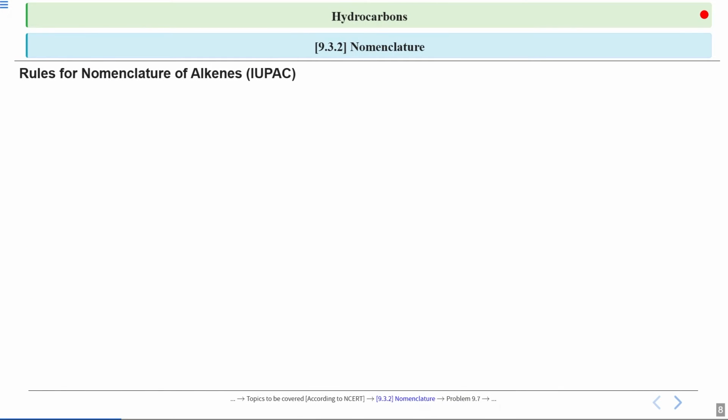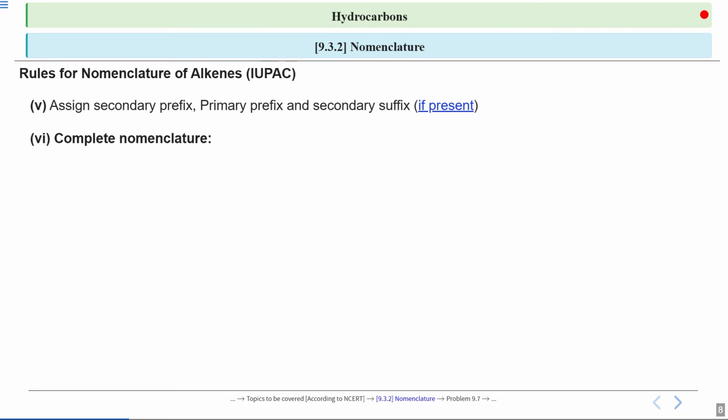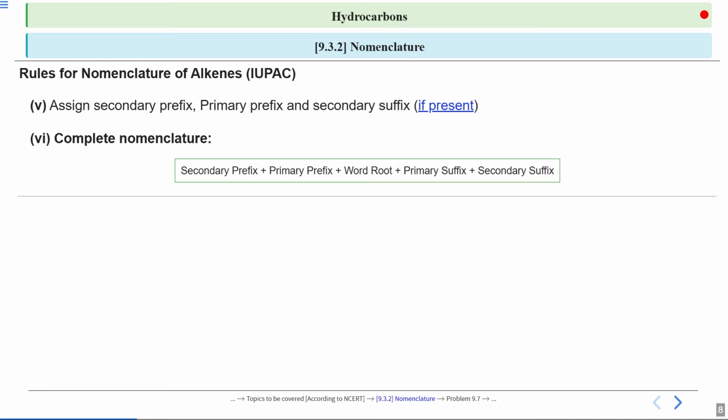Now moving on further, if you have assigned the secondary prefix, primary prefix, and secondary suffix, if it is present, then you will do the complete nomenclature. So basically it is like putting the parts of a puzzle. You are solving a puzzle and putting the puzzle parts in their proper position so that you can get the complete nomenclature, which is secondary prefix plus primary prefix plus word root plus primary suffix plus secondary suffix.